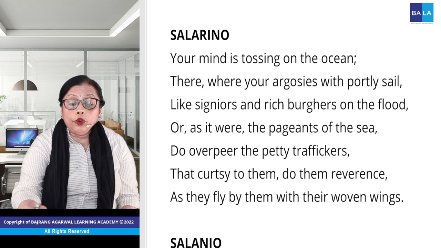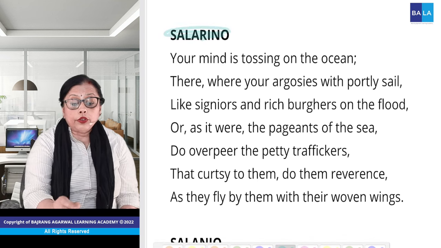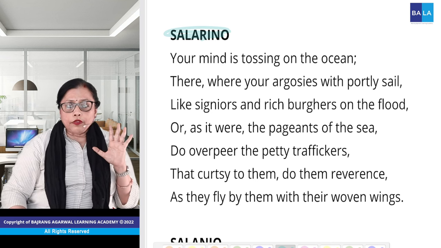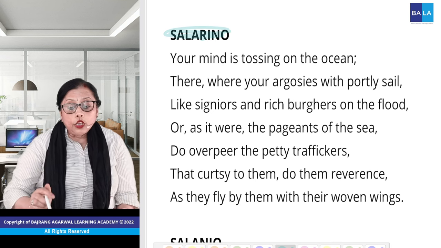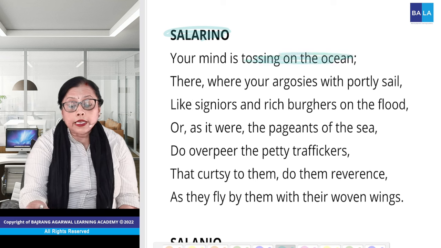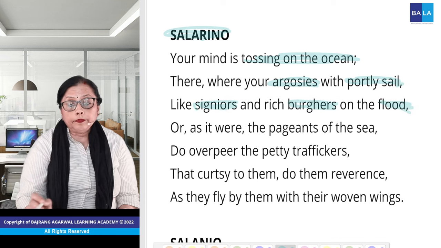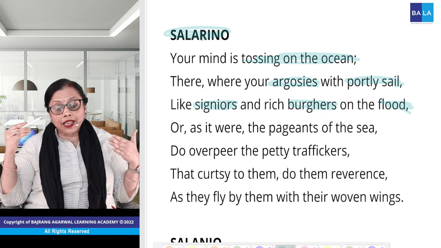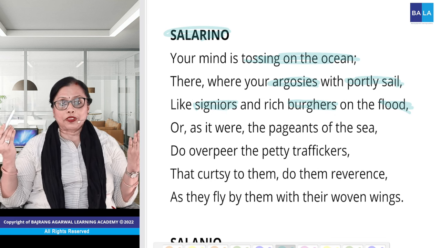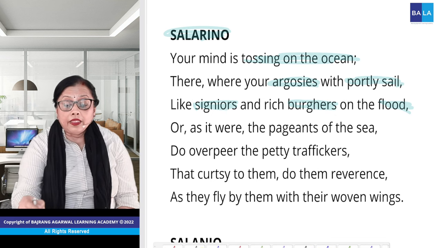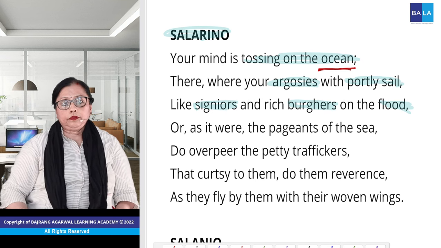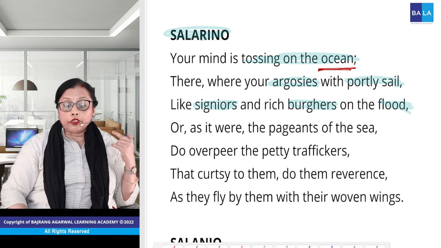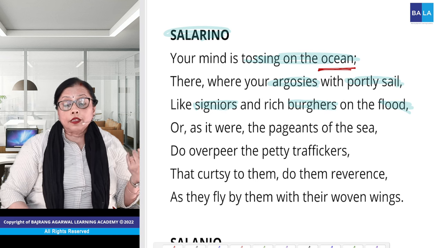So, Salarino, his friend here, tries to give a reason. You know why you are sad? Your mind is tossing on the ocean, where your argosies with portly sail, like signiors and rich burghers on the flood. Till here. You're always thinking about your ships, which are there in the ocean, and you're thinking about your ships.